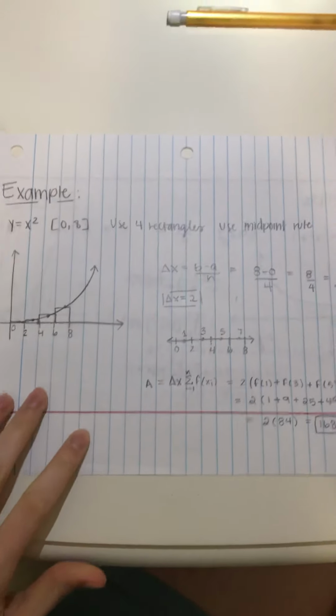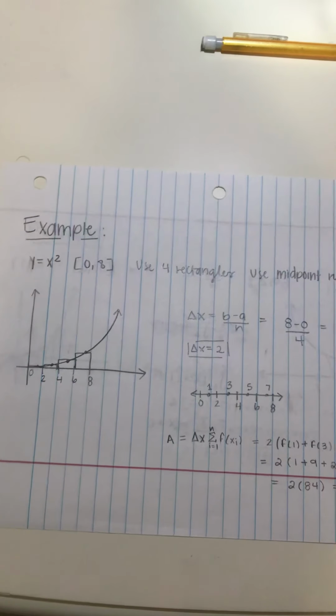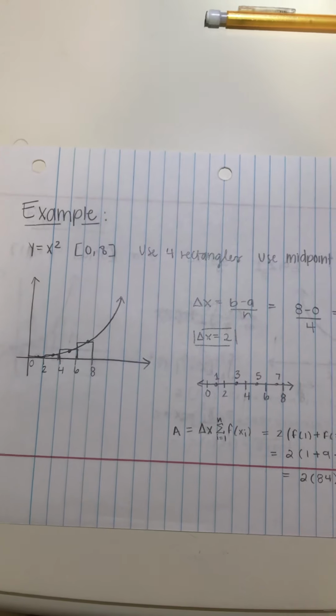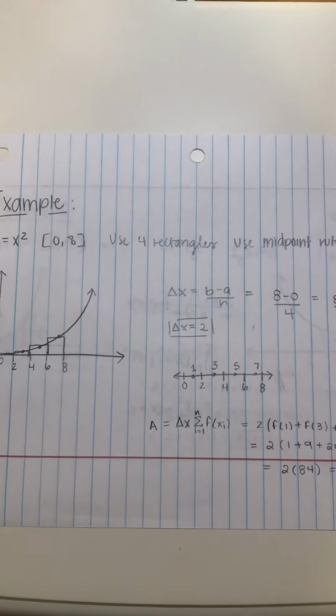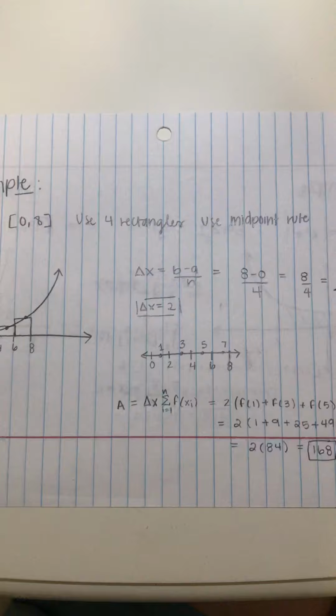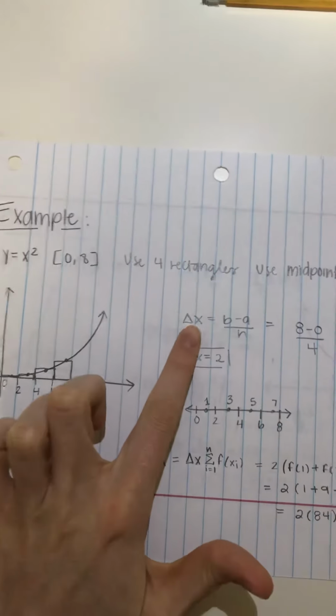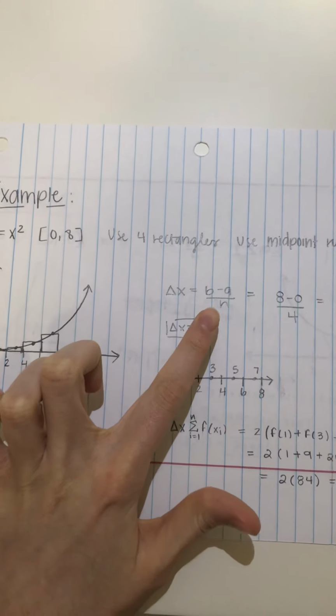So starting off with an example, say that we are given the function y equals x squared, and we are confined on the interval 0 to 8, and we are told that we can use 4 rectangles and that they would like for us to use the midpoint rule. So the first thing that I always like to do is I like to find delta x, and delta x equals b minus a over n.